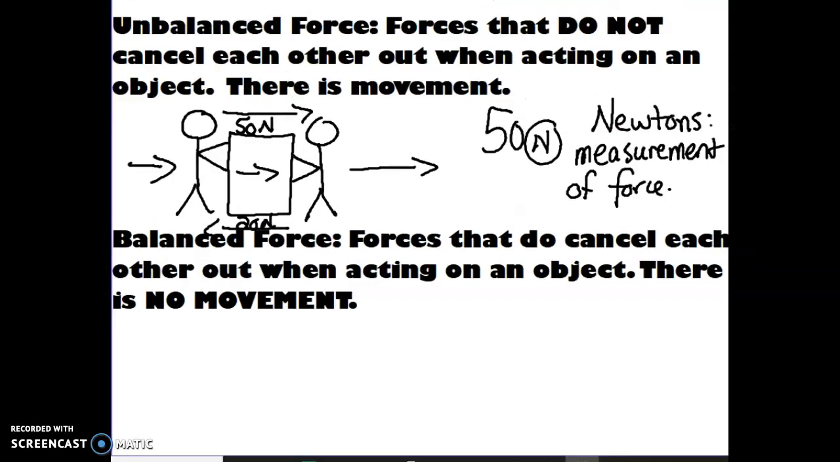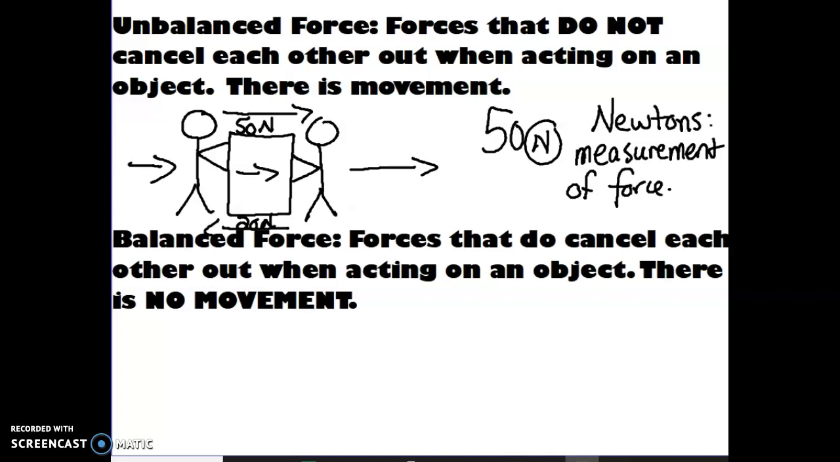So again, we just saw, we did this in class. We had somebody pushing on one side of a chair and me pushing on the other. They were pushing harder than I was. Therefore, the chair moved in the direction that they were pushing. She was using more newtons than I was, and there was movement.